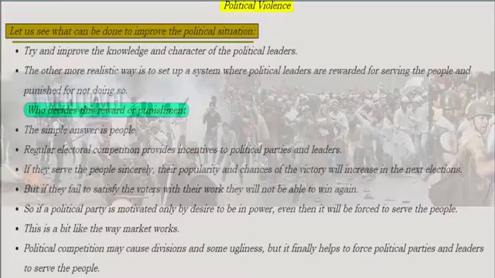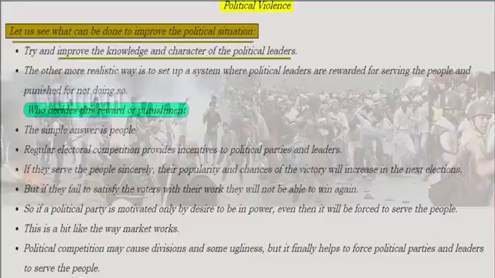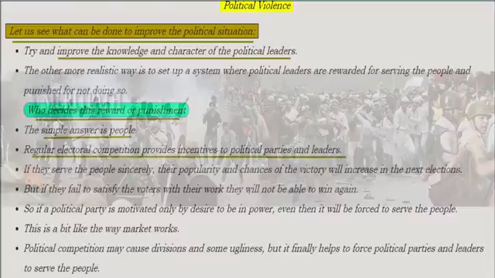What can be done to improve the political situation? Improve the knowledge and character of the political leaders. A more realistic way is to set up a system where political leaders are rewarded for serving the people and punished for not doing so. So who decides this reward or punishment? Simple answer is people.